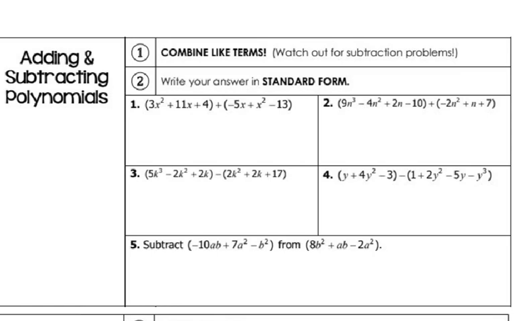We add and subtract polynomials by adding and subtracting like terms. So we just combine like terms. A polynomial in standard form is written from the highest exponent to the lowest exponent. So the term with the highest exponent goes first, and the term with the lowest exponent is last. If we add two polynomials, we just simply combine like terms.